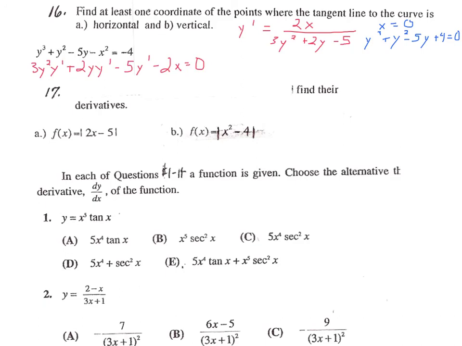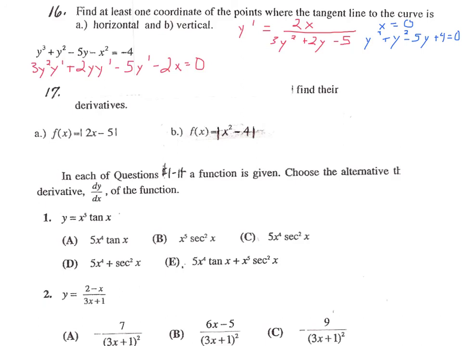Actually, it says find one coordinate of the point. So we found the x coordinate, so we're good. We don't even have to solve for the y coordinate. So we are not even going to bother with that. Oh, it won't let me erase. Oh well. Alright, so x equals 0 is our first answer.